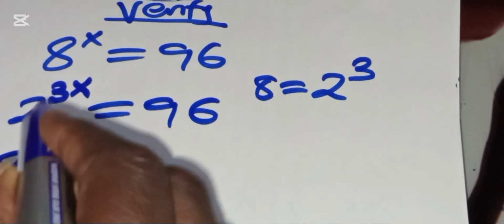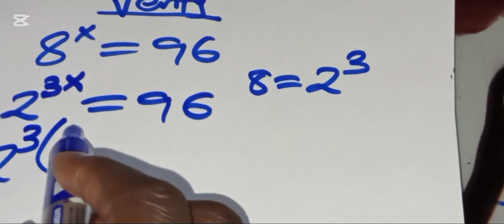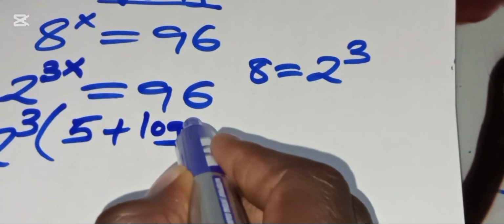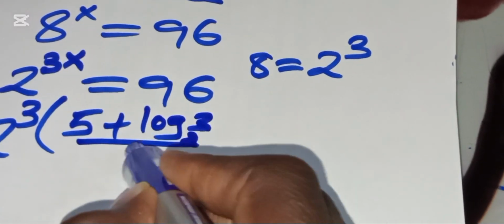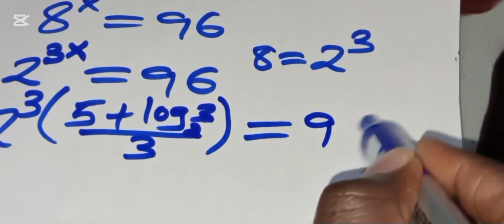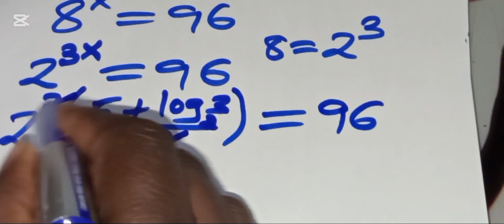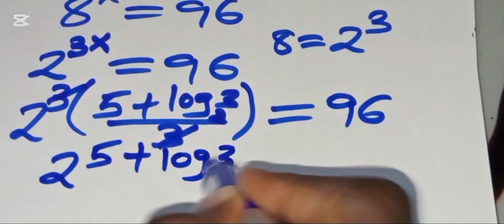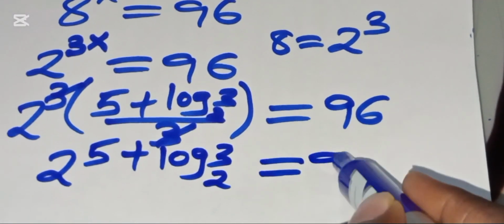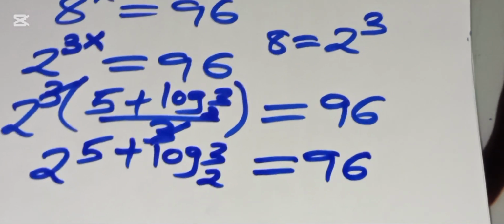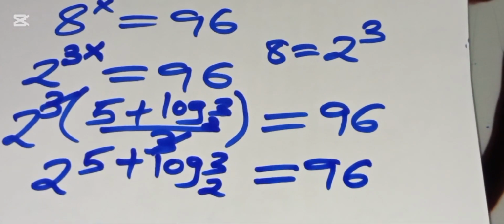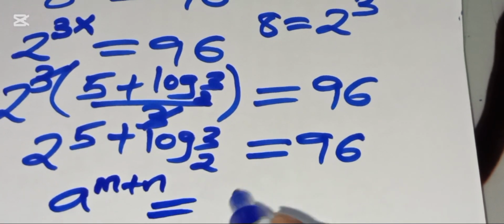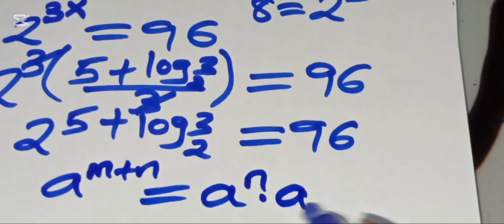We'll have 2 raised to power 3 multiplied by x, where the value of x is 5 plus log 3 to base 2, divided by 3. This is supposed to give a value of 96. Now if you simplify here, we'll have 2 raised to power 5 plus log 3 to base 2. This is supposed to give us a value of 96. Now, 2 raised to power 5 plus log 3 to base 2 is in the form of a raised to power m plus n, which we can transform as a raised to power n multiplied by a raised to power m.